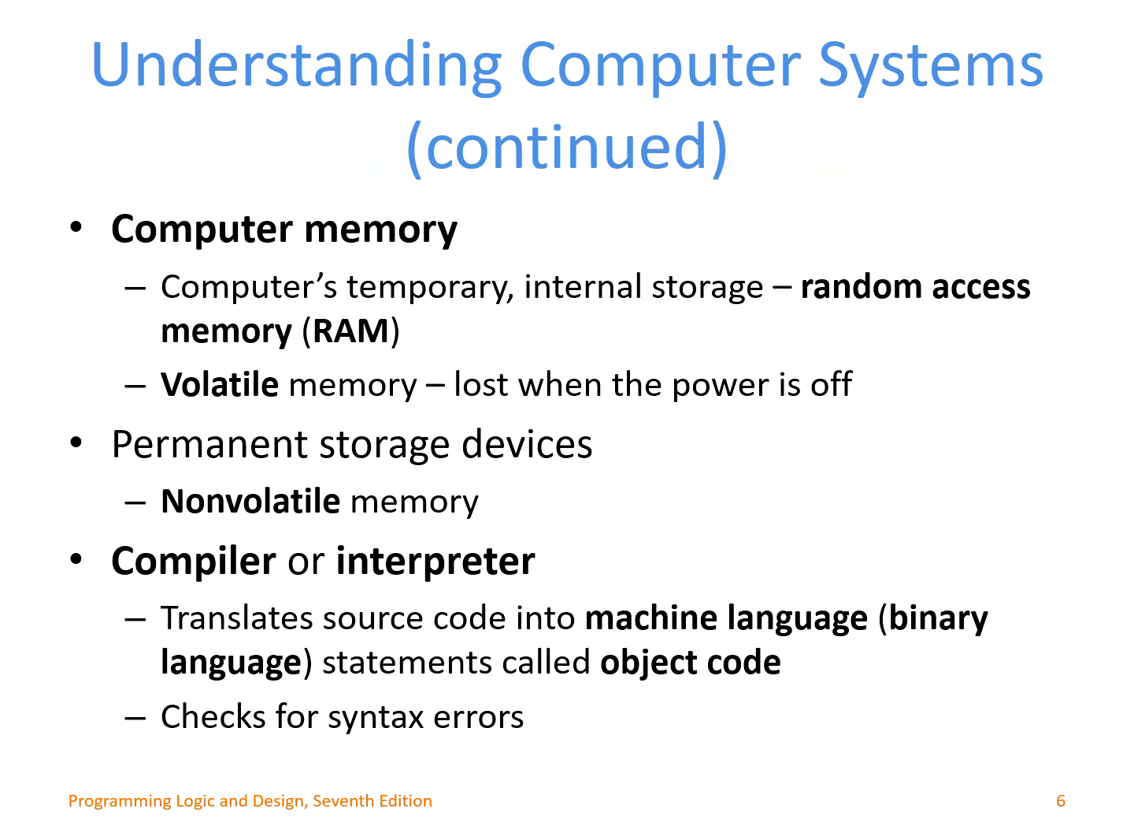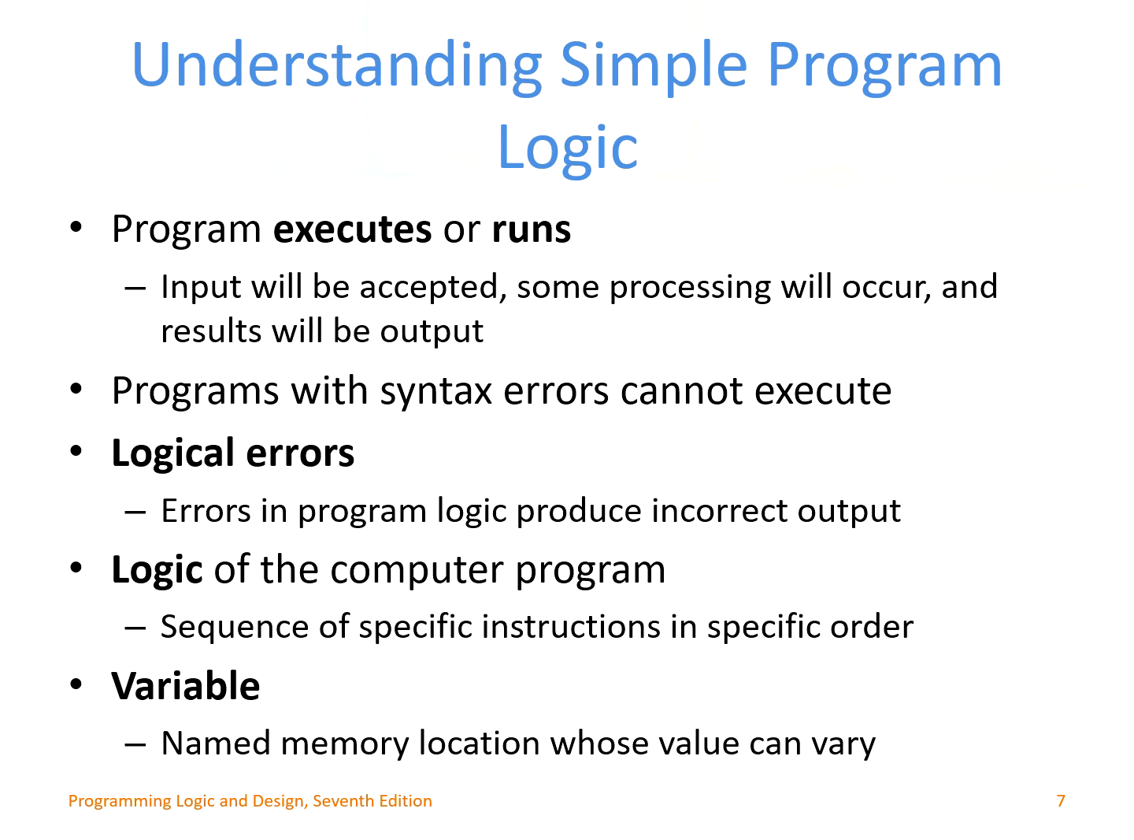Compiler or interpreter translates the source code into a machine language statements called object code. Compiler also checks for syntax errors. Program executes or run. Input will be accepted, some processing will occur, and the results will be output. If the program has syntax error, we cannot execute it. Logical errors. These are errors in program logic produced by incorrect output.